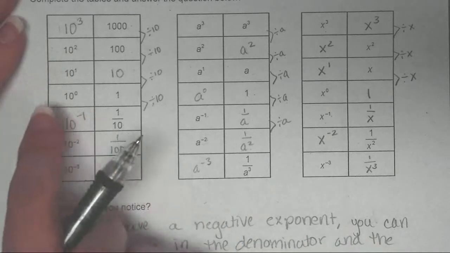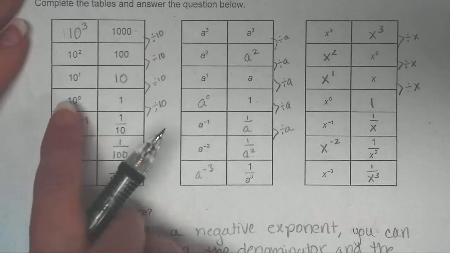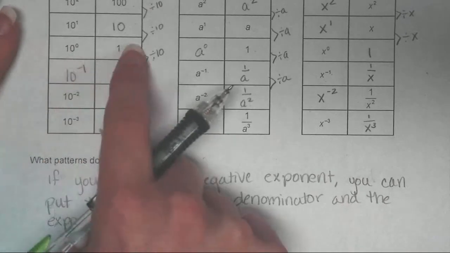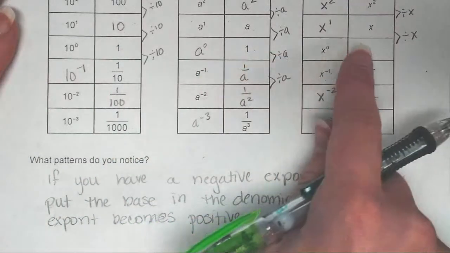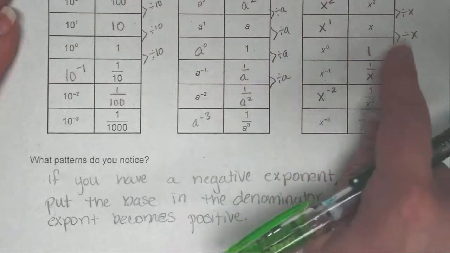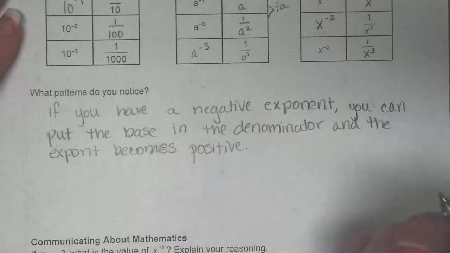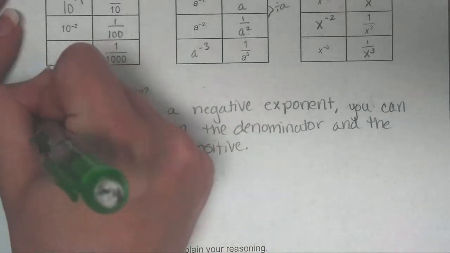The other thing I noticed is if we look all the way across where something is to the 0 power, we have 10 to the 0 is 1, a to the 0 is 1, x to the 0 is 1. And it's because you're dividing by the base each time. So when you do something divided by itself, you always get 1. So anything to the 0 power is always 1.